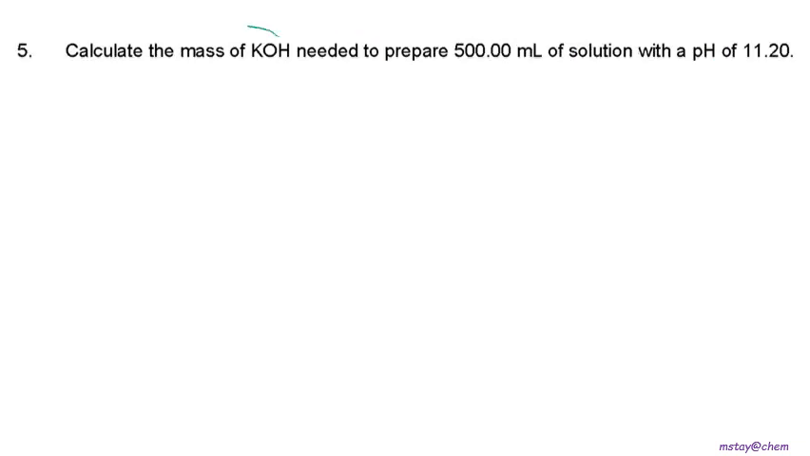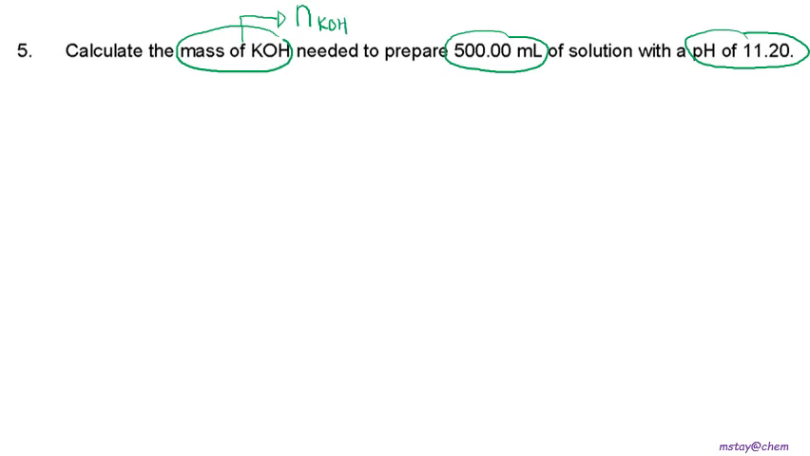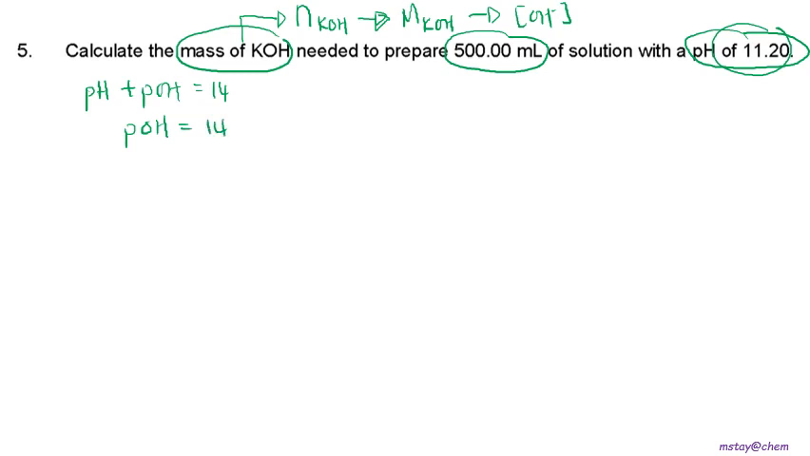Question 5. Calculate the mass of KOH needed to prepare 500 ml solution with the pH value of 11.2. So normally when we want to find the mass of KOH, we need to know the number of mole of KOH. And then due to the number of mole and the volume given here, we will be able to determine the concentration of the KOH. So if we want to know the concentration of the KOH, we can relate to the concentration of OH-. With the pH value given here, because we know the relationship between pH and pOH is always equal to 14.